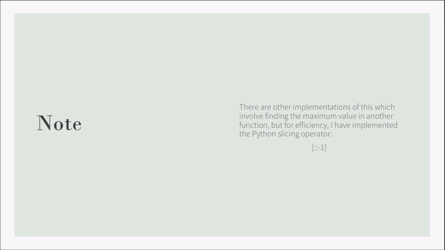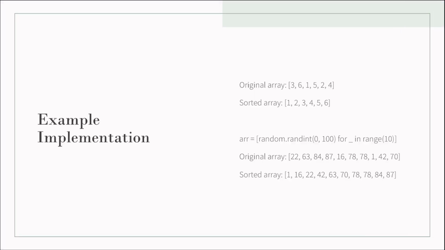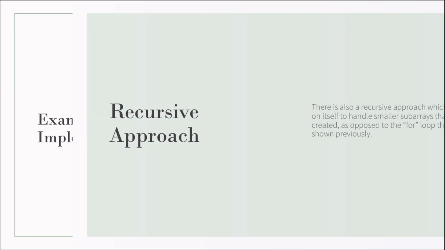There are other implementations of this which involve finding the maximum value in another function, but for efficiency, I've implemented the Python slicing operator below. Here's some examples. We have an original array, which is our input, and this is the sort. You also can randomly generate an array. Here's our randomly generated array at the bottom, and the sorted one following it.